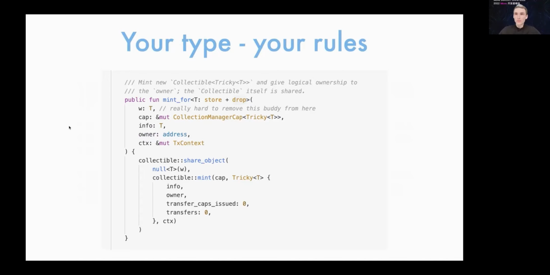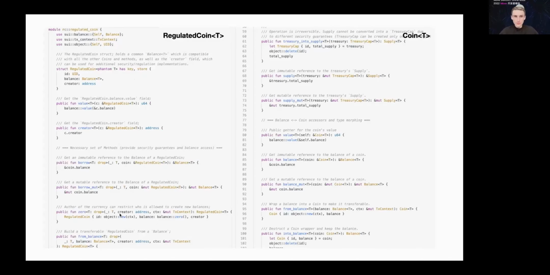For example, if we were implementing a different collectible, we could use a shared object. And so this is an example from a different implementation, which I call tricky, where instead of sending it to someone, you actually share it and you specify an owner of this object, and you have logic for who can interact with the shared object and in which way. And so here is, I hope that you can see this because there is a lot of information.